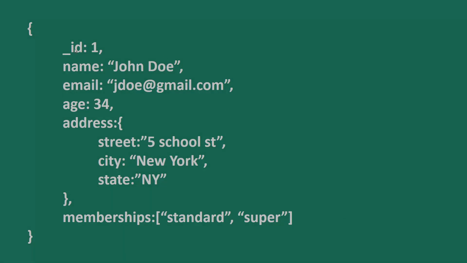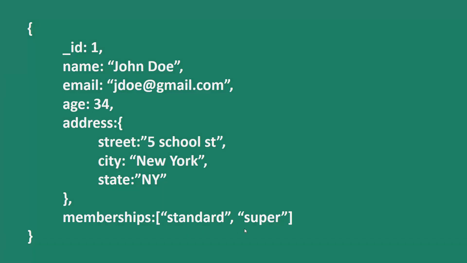We have an underscore ID field, which usually is an object ID. Here I just have it as a 1, but it's usually an object ID, which is a long string of numbers. Then we have a name, which is a string value of John Doe. We have an email with a string value, an age with a number value. Now if you're using decimals or floats, those are going to be number field types. Address is actually an embedded object. So we have a street, a city, and a state, which are all strings. And then down here we have memberships, which is an array of strings. Alright, so we can use these data types within MongoDB.